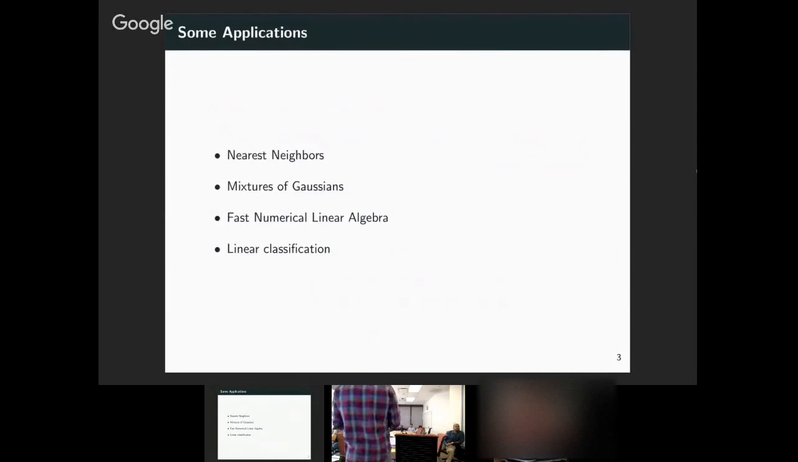So just to mention a few applications of how this technique can be useful. There are a number of applications. I'm not going through all of them, but I'll show you a couple so you get an impression of how these things are used.